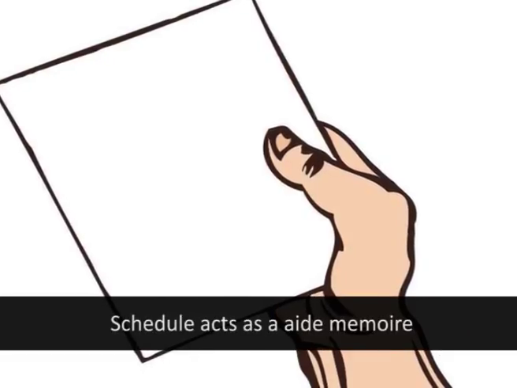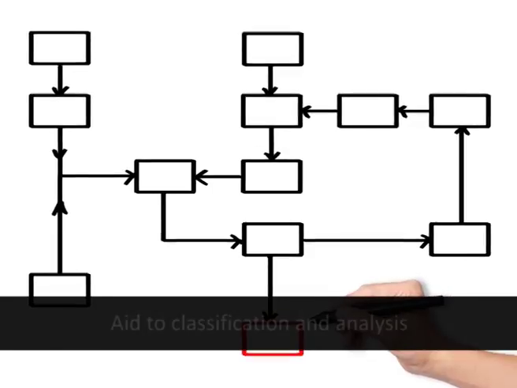Aids memory. It is not possible for the interviewer to keep in mind or memorize all the information that has to be collected from different respondents. If no standardized tool is available, he might put different questions to different persons and thereby get confused when he has to analyze and tabulate the data. Schedule acts as an aid memory. Aid to classification and analysis. Another objective of schedule is to tabulate and analyze the data collected in a scientific manner. Through schedules, he can collect the matter in a homogeneous manner.